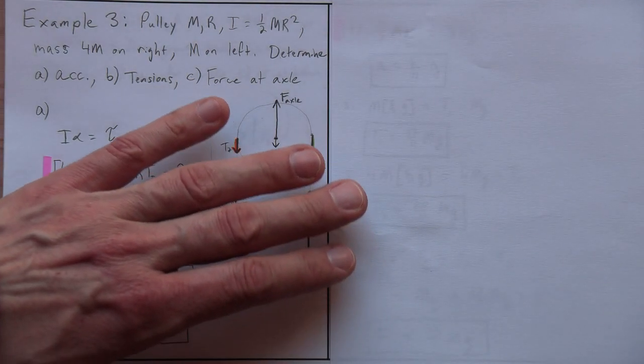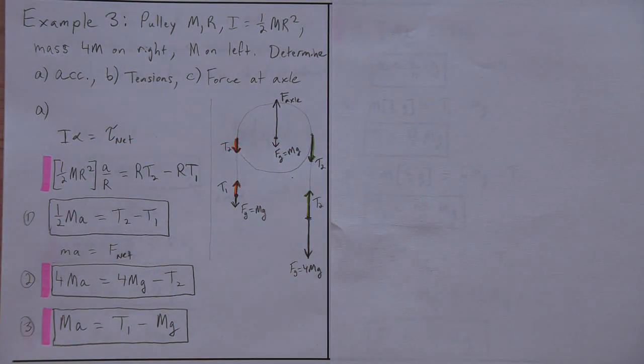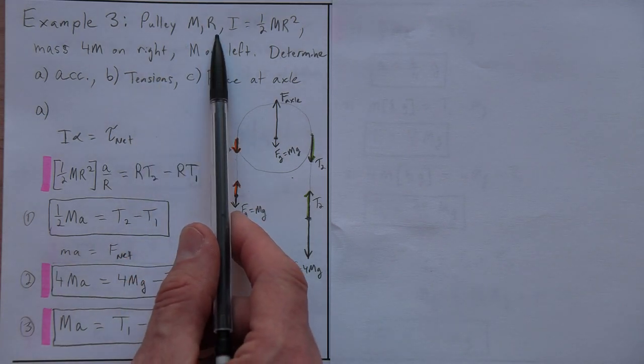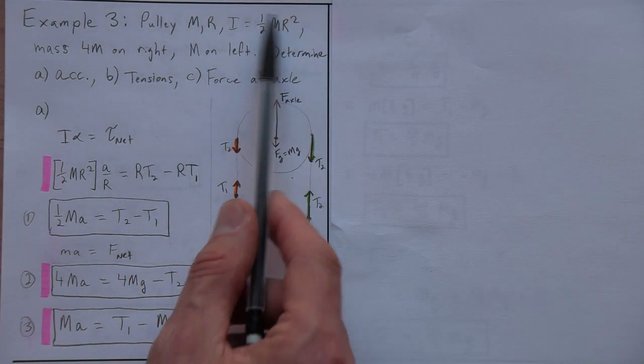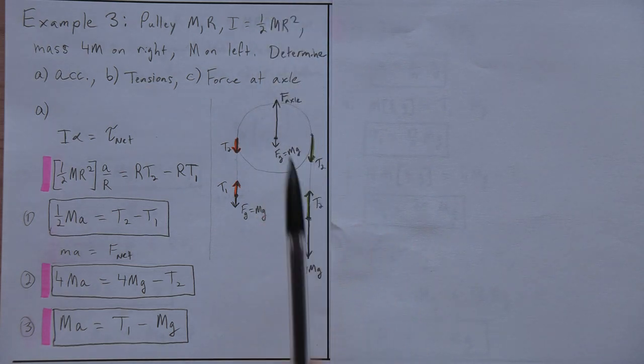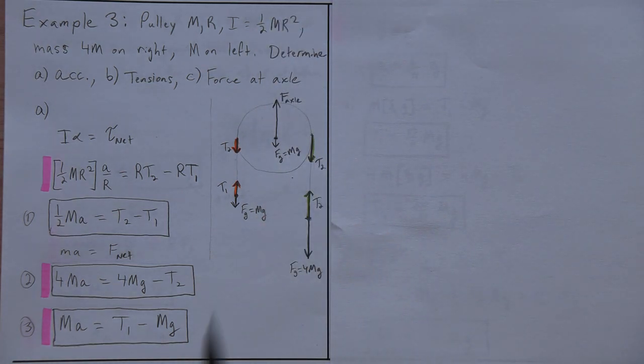This is a multi-body problem. What we have is a pulley of mass m, radius r, and inertia, again, right? So you don't have to remember these formulas. If you need it to solve the problem, it will be given to you within the problem. So there's the inertia of this pulley. We've got 4m on the right and m on the left, and we want to determine the acceleration.